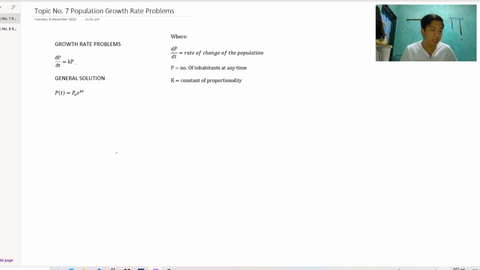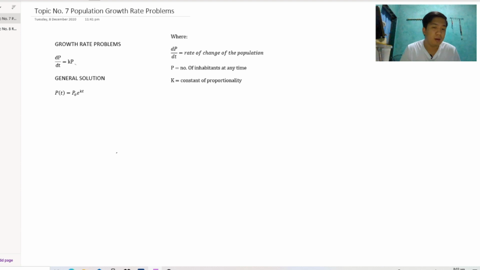So if we analyze this question, we can solve that by using this kind of equation. For the growth rate problems, we have dP over dt equals kP, where dP over dt is the rate of change of the population, P is the number of inhabitants at any time or size of the population, and k is the constant of proportionality.